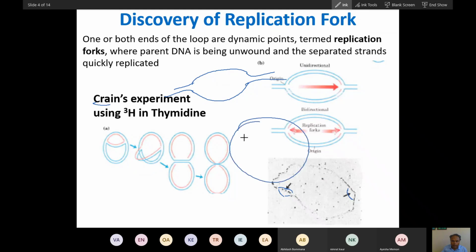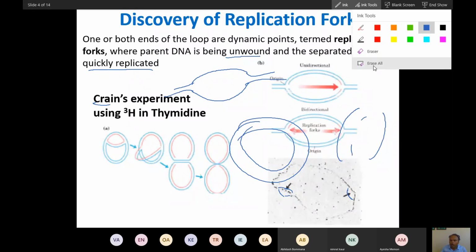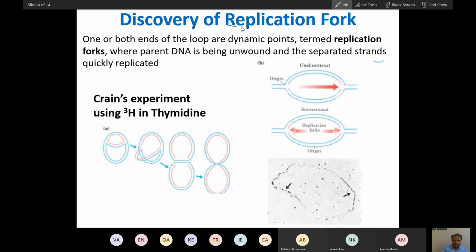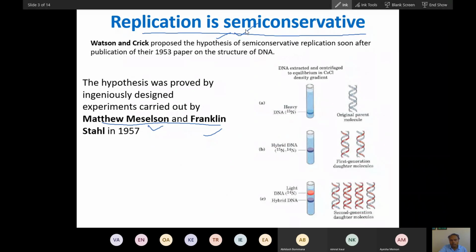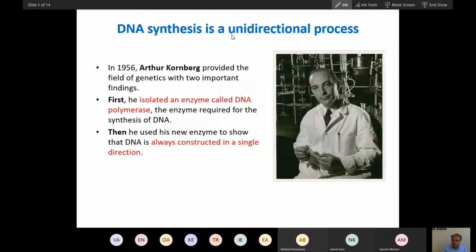In bacteria, you know the DNA is circular DNA. A replication fork means the parent DNA is being unwound and the separated strands are quickly replicated. So first the strands are separated, then replicated. This gave an idea of how DNA replication happens after the discovery of the replication fork. DNA replication is a semi-conservative model. It starts with formation of a replication fork, and then DNA synthesis is unidirectional.